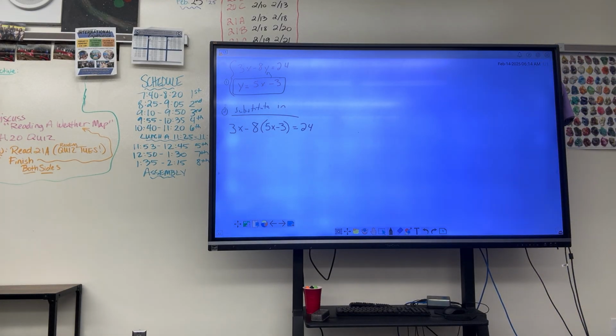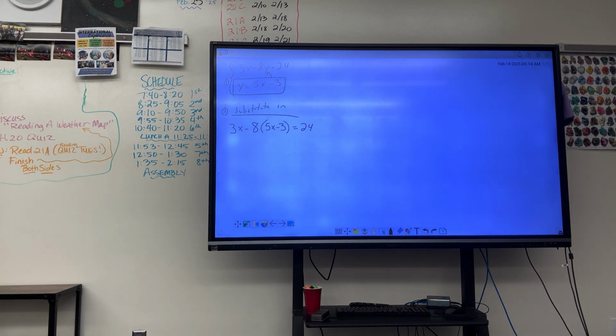I know that I'm supposed to do this, am I allowed to? You have to distribute first. So when we're solving equations, you have to distribute if needed first. That's always going to be our first step. Multiply.